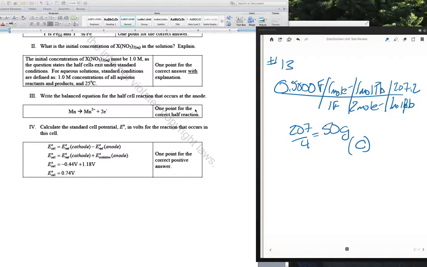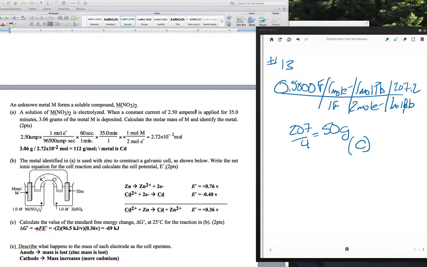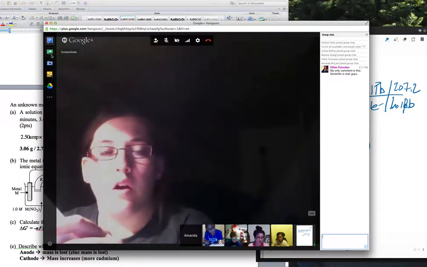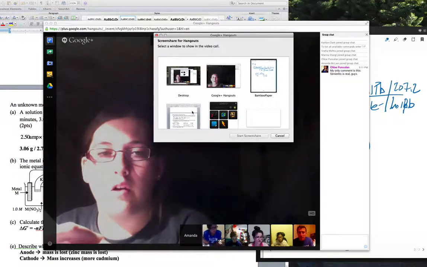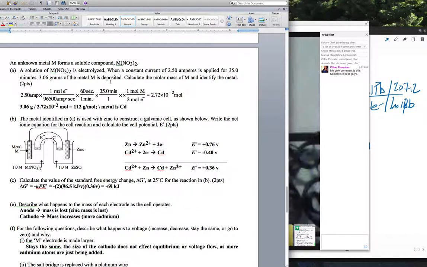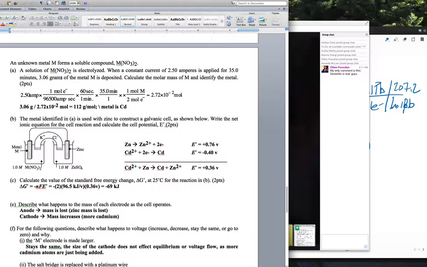There was one where there's a galvanic cell, and then there was one that was an unknown metal M forms a soluble compound, MnO3-2. Do you guys see that question? Do you want me to show it to you? I'll show it to you, actually, because it'll probably be easier just to look at it versus me going through it on the bamboo paper. All right. So you guys can see it here.